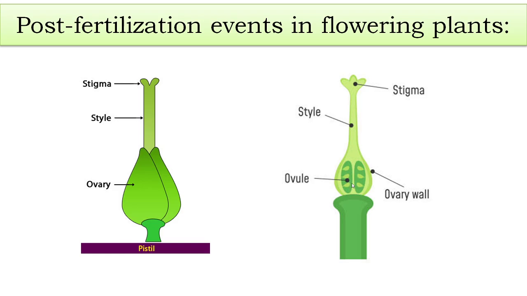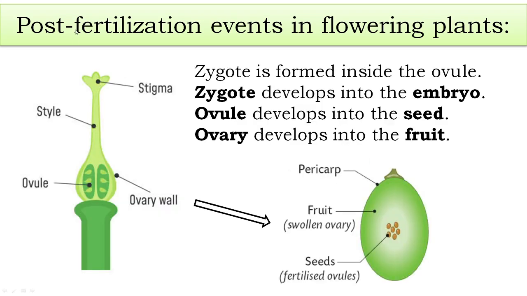After fertilization of the eggs which are present inside the ovules, what will happen, right? Fertilization of the egg with the male gamete results in the formation of zygote, and the zygote will develop into embryo. Ovule will develop into seed, and ovary will develop into fruit.